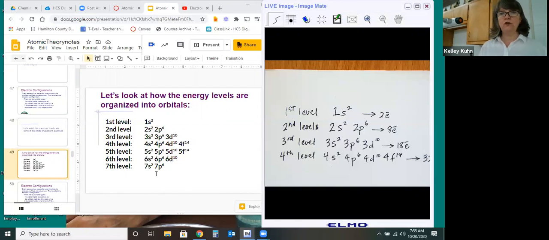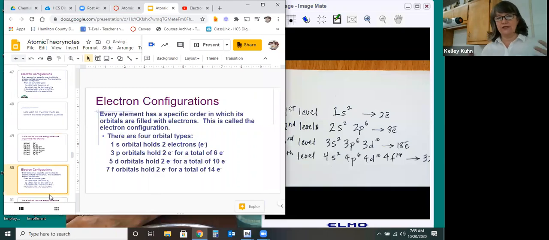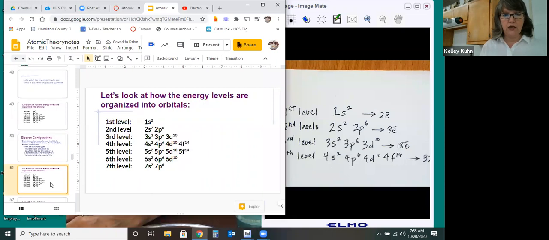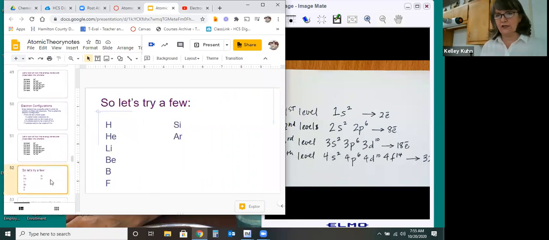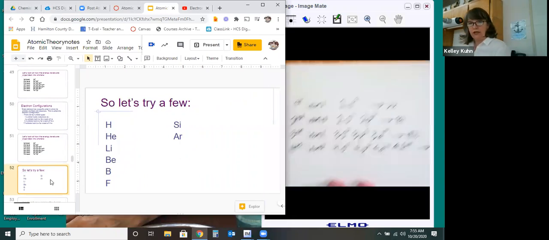What's interesting is if you look at the periodic table, our largest element that has been discovered or actually synthesized is 118. That's Og, if you look at the new periodic table. And so that one ends at 7p6 because it has all of these filled. So how do we use this? How are we actually going to apply this? Well, we're going to apply this through something called electron configurations. Let's look at what they look like.